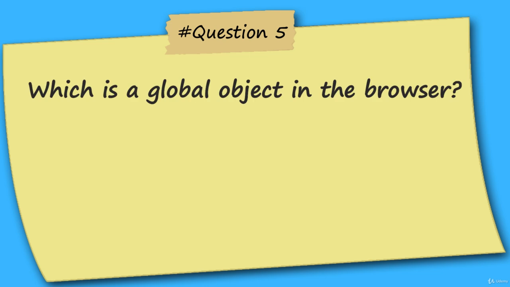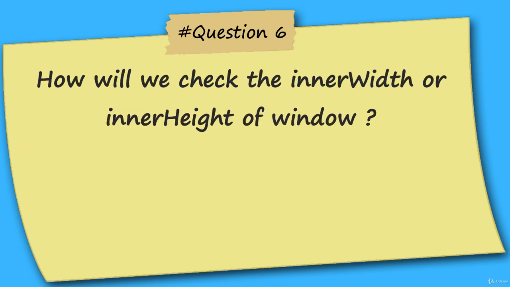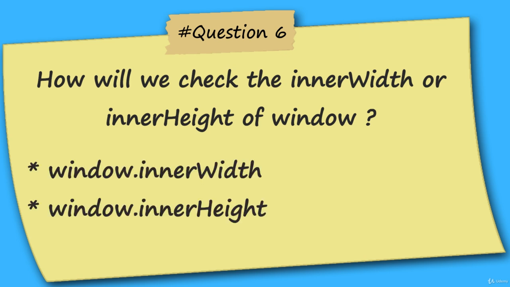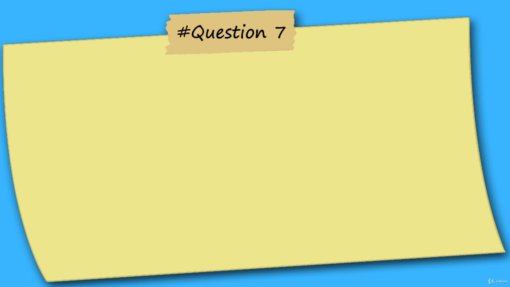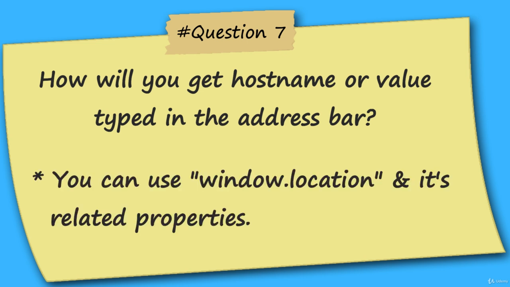Next question, which is a global object in the browser? So the answer is, window is the global object in the browser. Next question, how will we check the inner width or inner height of a window? So you can say window.innerHeight or innerWidth. Next question, how will you get host name or value typed in the address bar? Again, you use window.location and the related properties to have access to it. So that's all for this topic.